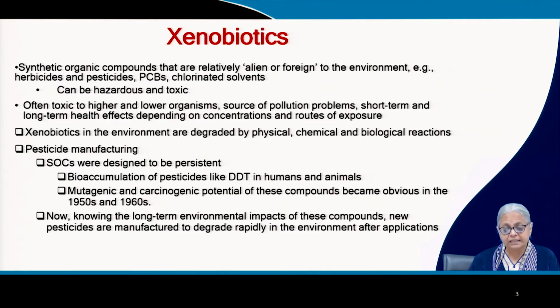Until in the 50s, 60s, 70s, it became more and more apparent that these pesticides were bioaccumulating in the tissue of human beings as well as animals and birds. And DDT is one of the best documented examples of a pesticide that bioaccumulates. Many other compounds, not just DDT, but many other pesticidal compounds, have mutagenic and carcinogenic potential, which became obvious, like I said, through the 50s, 60s, 70s, and people are still working on these compounds.